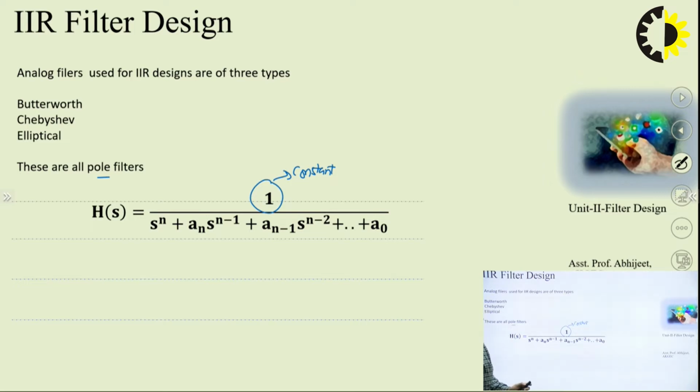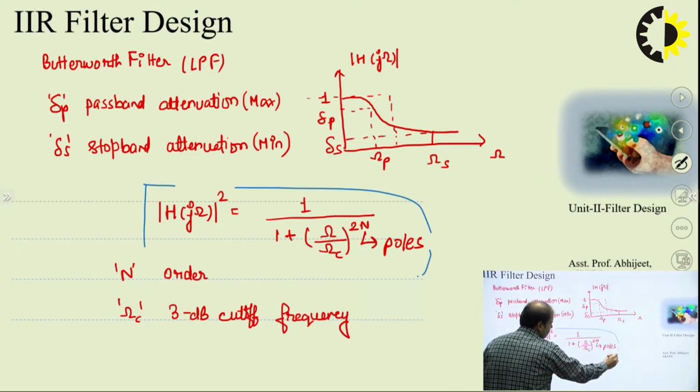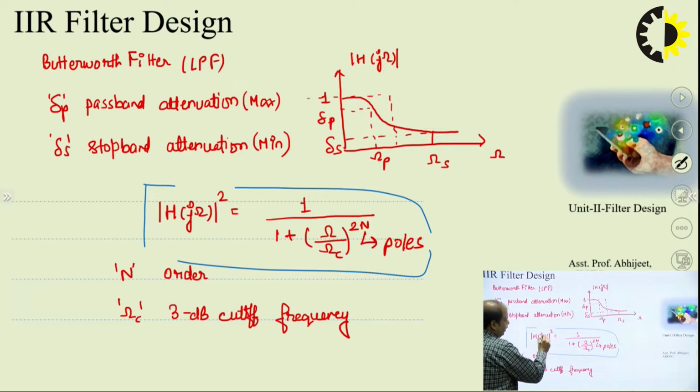So firstly, what about the Butterworth filter? The Butterworth filter is designed using the frequency response given by this relationship. Remember that this omega is for analog systems. So magnitude square of H(j omega) is 1 upon 1 plus (omega by omega c) raised to the power 2n. So 2n is the number of total poles, and omega c is the cutoff frequency.